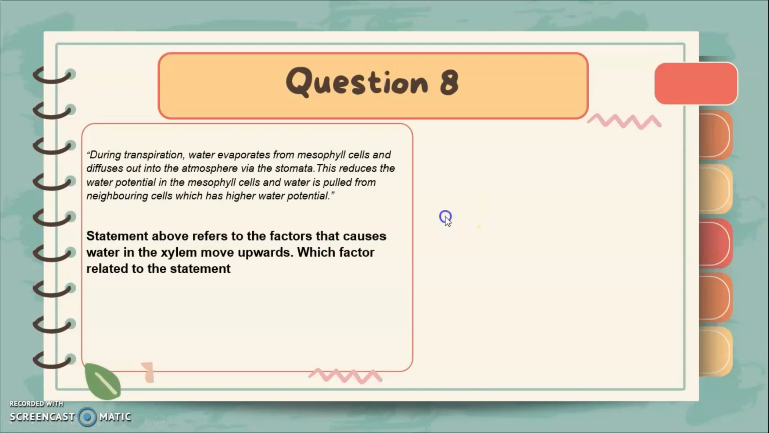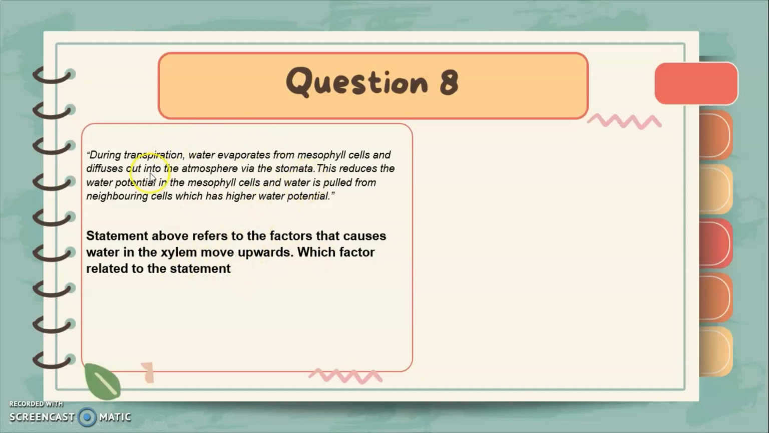Okay, question number 8. During transpiration, water evaporates from mesophyll cells and diffuse out into the atmosphere via the stomata. This reduces the water potential in the mesophyll cells, and water is pulled from neighboring cell which has higher water potential. Okay, so statement above refers to the factor that causes water in the xylem move upward. Which factor related to the statement?